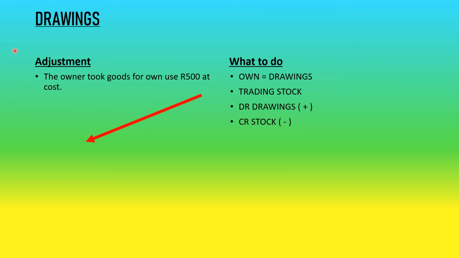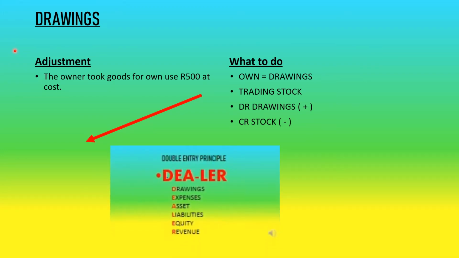So firstly, we know this is drawing, so we have to increase the drawings. What he took was trading stock, so we actually have to decrease the trading stock, therefore it would be a minus. You can use the dealer rule or any other rule to be able to understand how to debit and credit, but for this purposes, it's very important that you think of plus and minus.